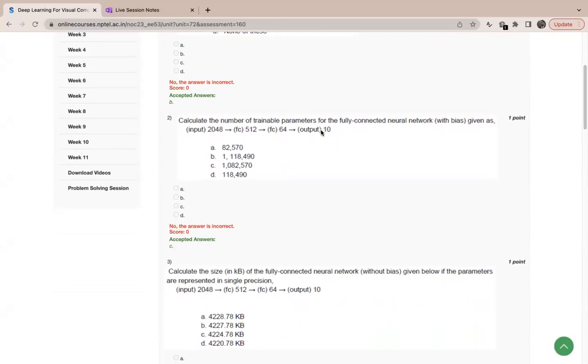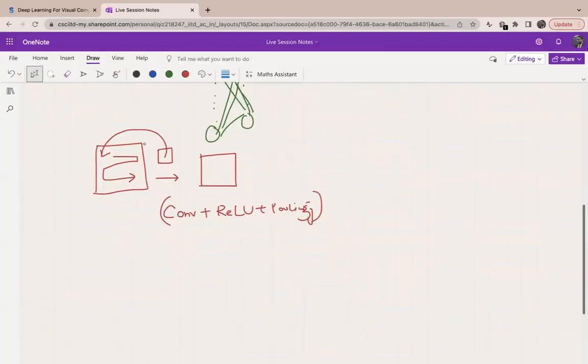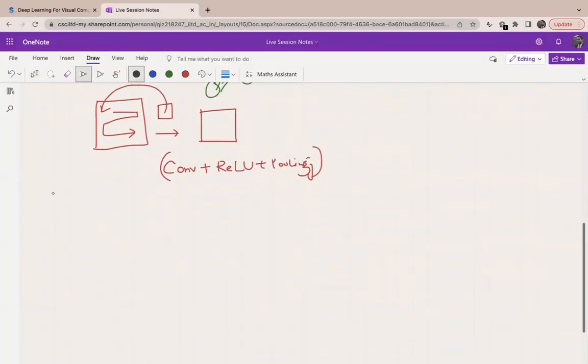Coming to question number 2. Calculate the number of trainable parameters for the fully connected neural network with bias, given as 2048, 512, 64, and 10. Before solving this question, I would just try to explain how these things are calculated in general.